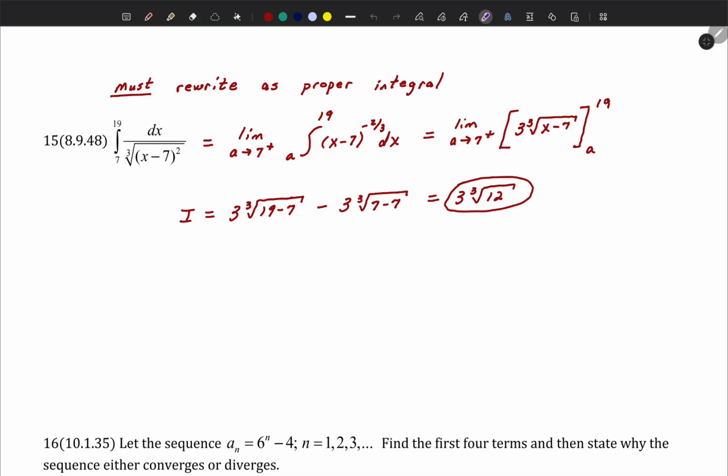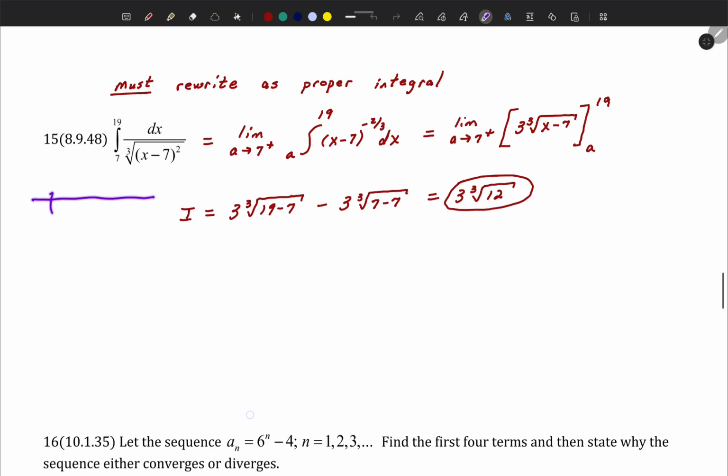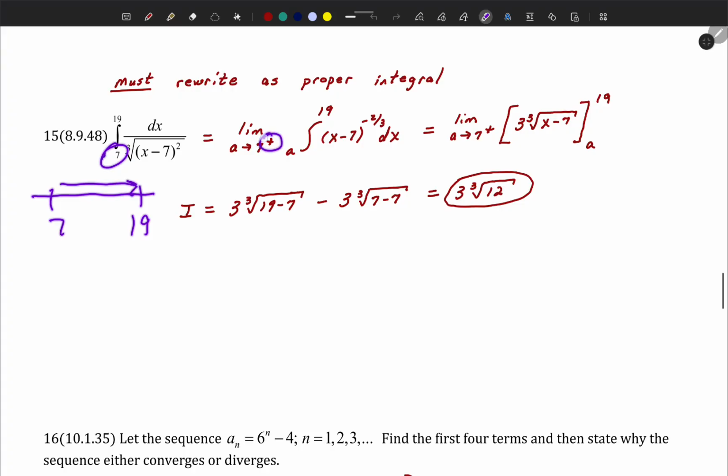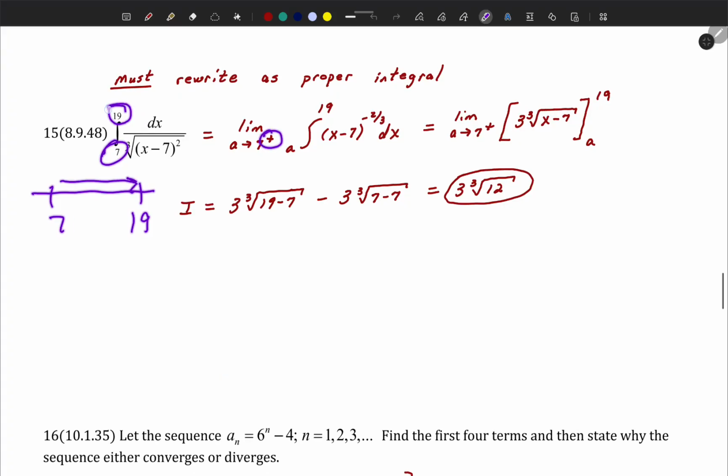Now, if this denominator had been the cube root of x minus 19 and the upper limit would have been undefined, then I would have had to approach that upper limit from the left-hand side. So anytime you replace the lower limit, you're going to have to approach it from the right. Anytime you have to replace the upper limit, you're going to have to replace it from the left. So please do keep that in mind.